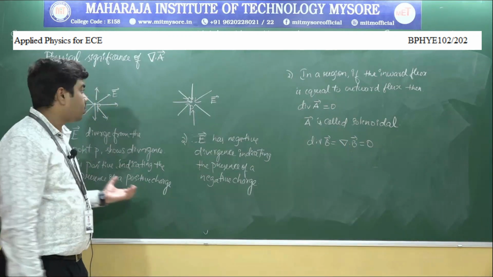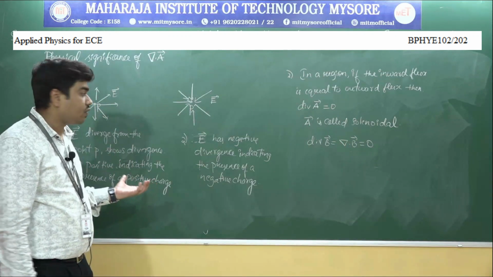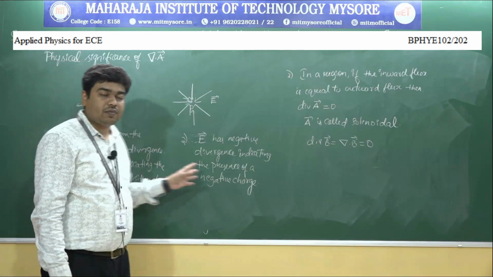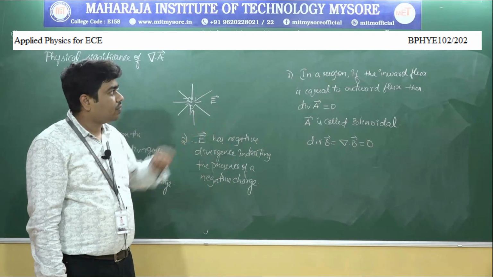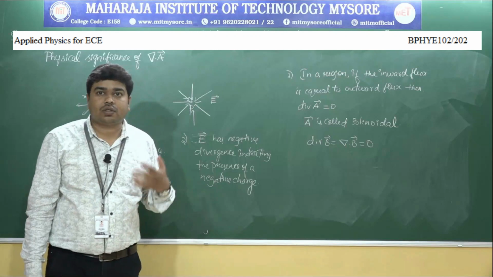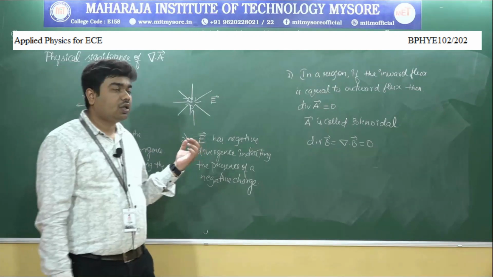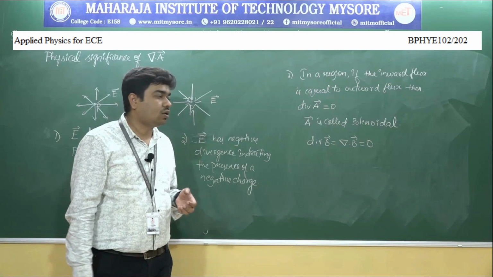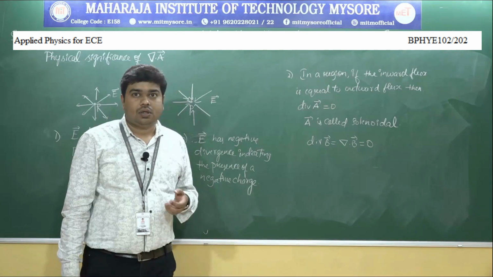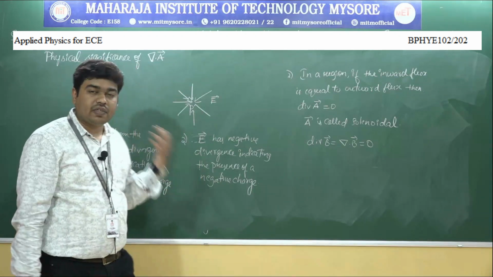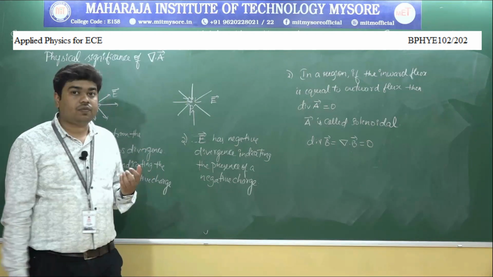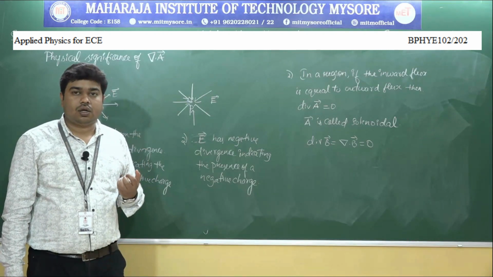So these are some of the properties based on the physical significance of the divergence. One is regarding the divergence and convergence of the electric field lines, and the second is regarding the inward flux and outward flux. If they are equal in a vector field, then the divergence of such a vector field becomes equal to 0, and such a vector is called a solenoidal vector. Okay, so this is regarding the physical significance and some of the properties of the divergence of the vector inside the vector field.